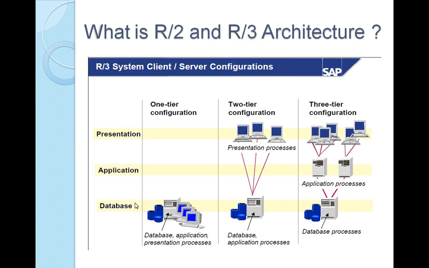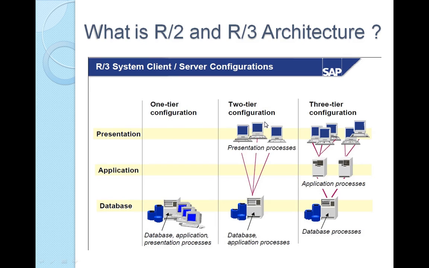You install SAP software in this application layer, and the presentation layer is the client layer. From workstations or user computers, users access SAP from their computer, that is the presentation layer. If you install all three layers on a single machine, that is database layer, application layer and presentation layer present in a single computer, that is called a one-tier configuration or one-tier architecture. Here, database, application and presentation are installed on a single computer. So this is one-tier architecture.